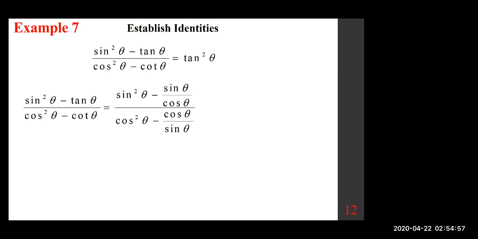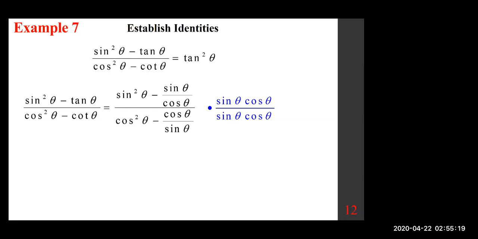What is the LCD here for the top and the bottom? Anybody can tell me? What is the least common denominator for this complex fraction for the top and the bottom? Sine and cosine theta and sine theta. Beautiful. So when you multiply by it, here's what happens.